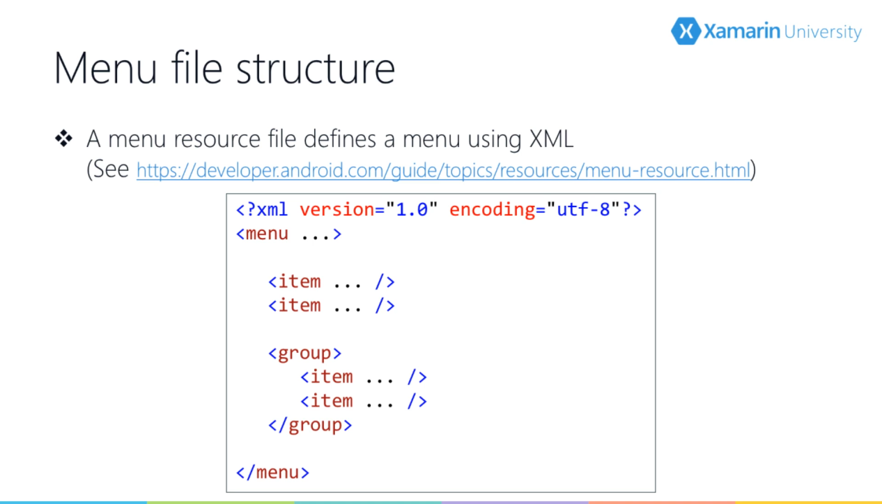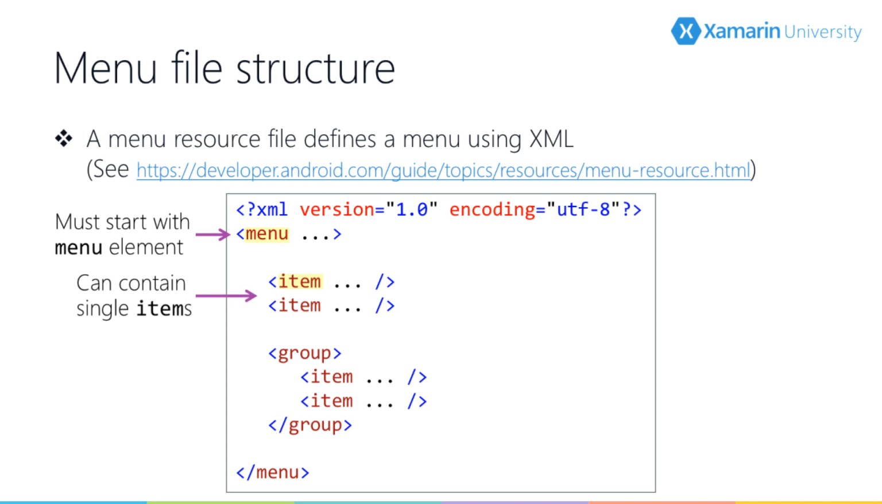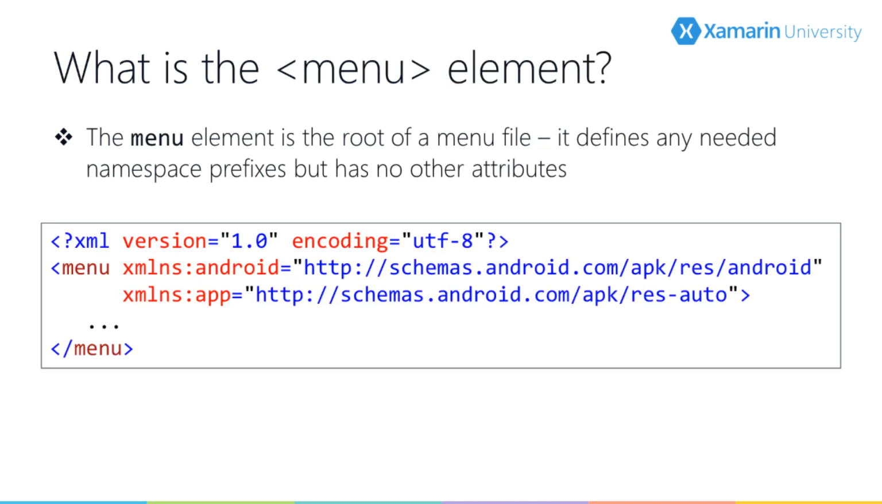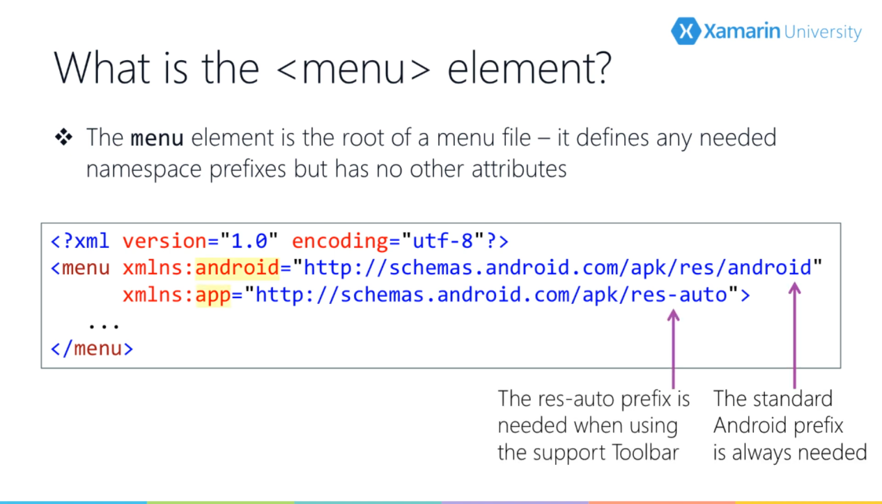So again, as I said, you start with the menu as the root node, and then inside that you can have individual items or groups of items. We'll talk more about group in the next section, but you have to start with a menu, and then again, either single or groups of items. The root node menu doesn't really have very many attributes to set. It's really just the place that you can define your XML namespaces. You'll typically need the Android standard namespace. If you're using the support version of the toolbar, you're also going to need this resauto prefix.